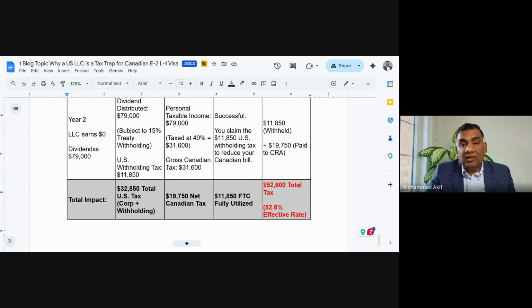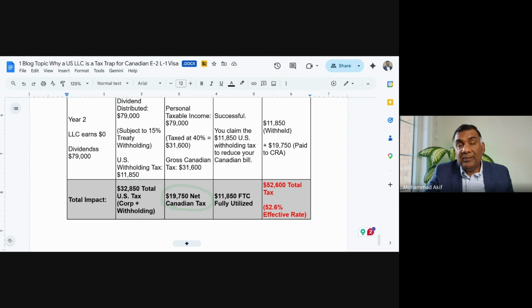In year 2, the company distributes 79,000. We have a 15% tax treaty rate that gets applied. The only tax we're paying is $11,850. The same $79,000 is being reported because it's a dividend to the person that owns the corporation. The same dividend gets reported on the Canadian side. The tax on the Canadian side is 40%, which is $31,600. We get the foreign credit of $11,850, which leaves us at $19,750 Canadian tax.